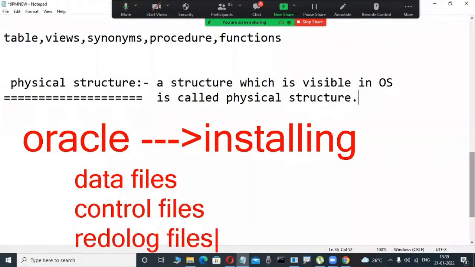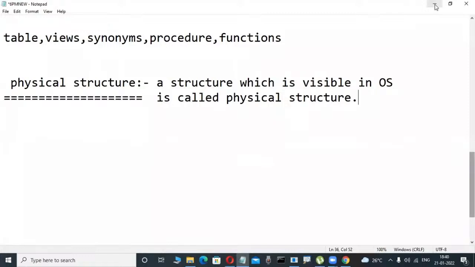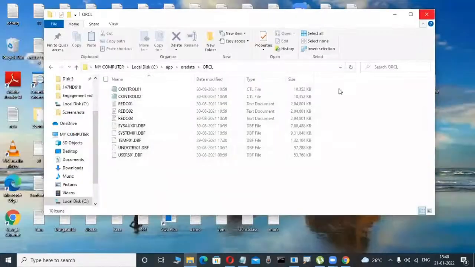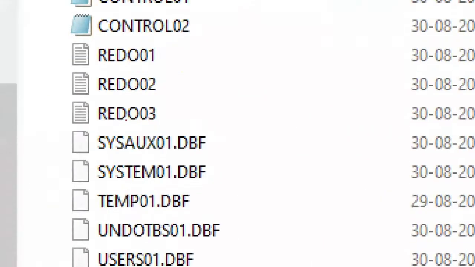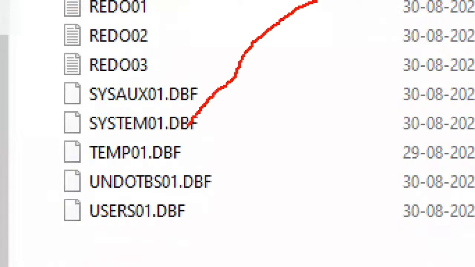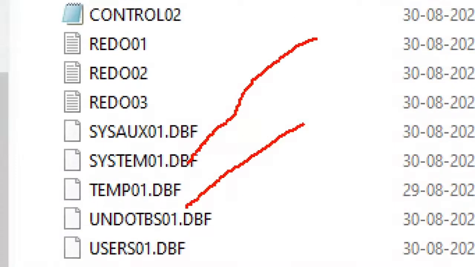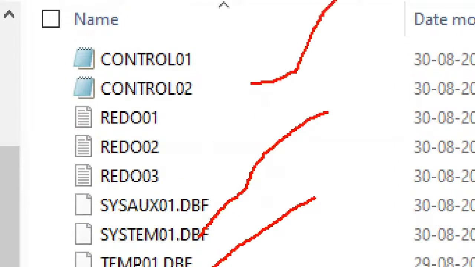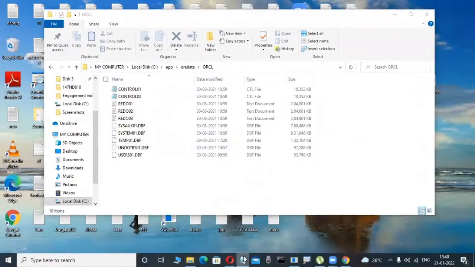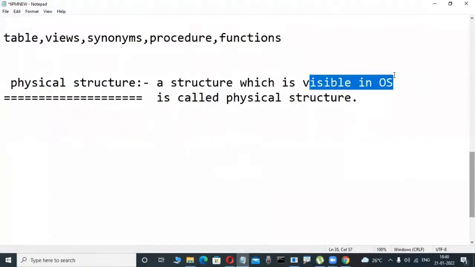You don't have an idea about these things yet; in the future, in the DBA concept, this is just a rough introduction in our course. Observe here, whenever I'm installing Oracle software, for example, automatically some files are created on the disk, in C drive, D drive. These are data files, .dbf files. What is this? You don't have an idea, later you will be familiar: control files, redo log files. That's why it is a structure visible in the operating system, called physical structure.